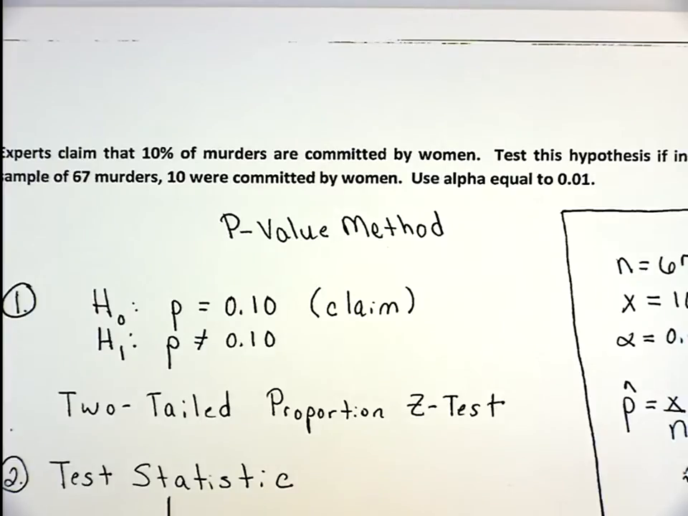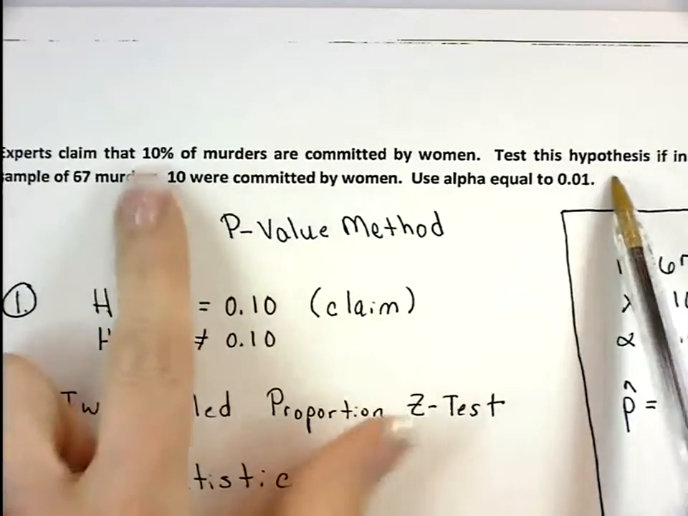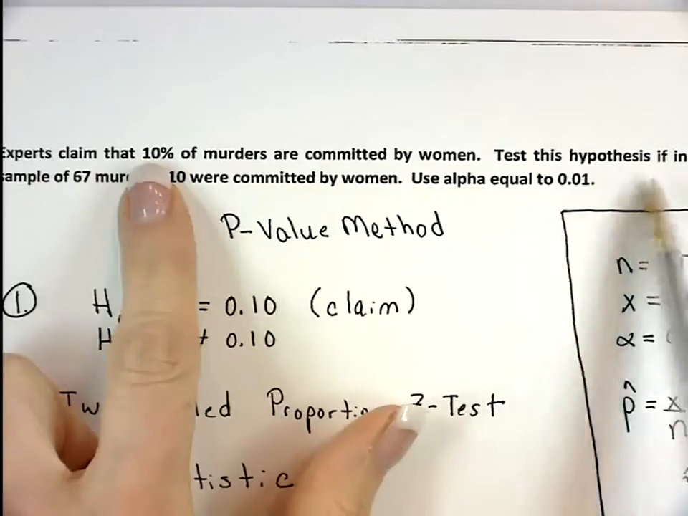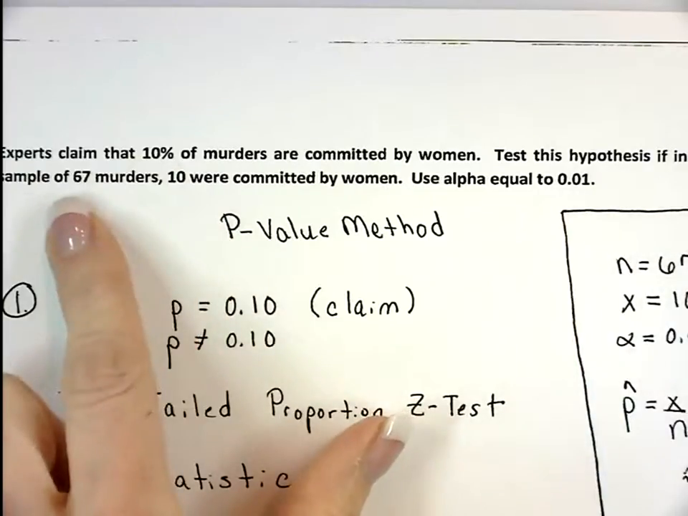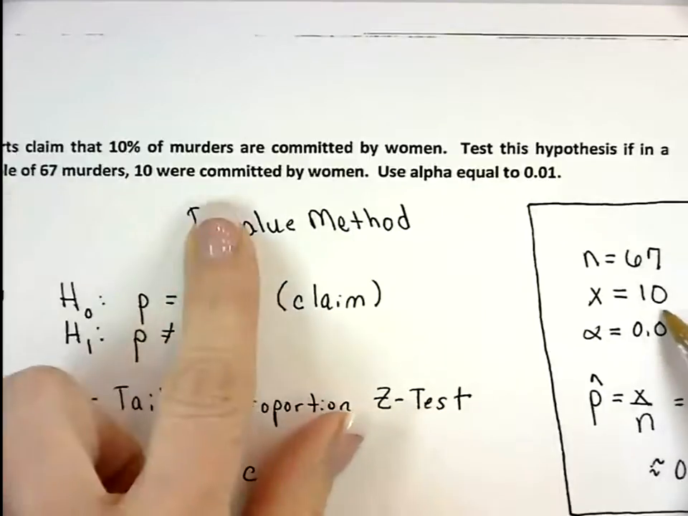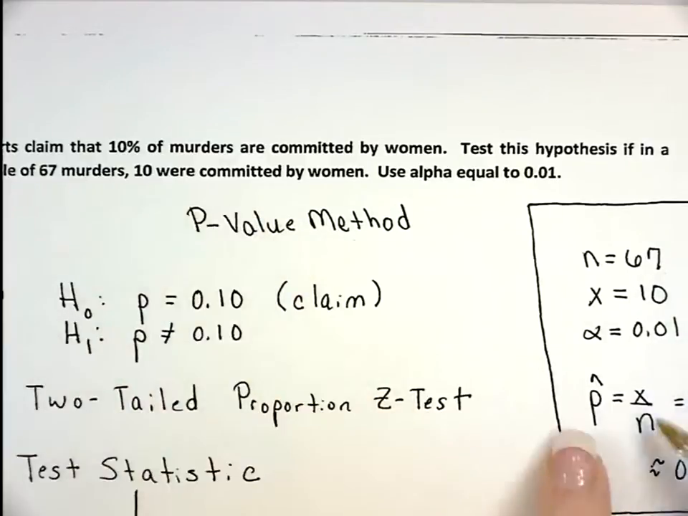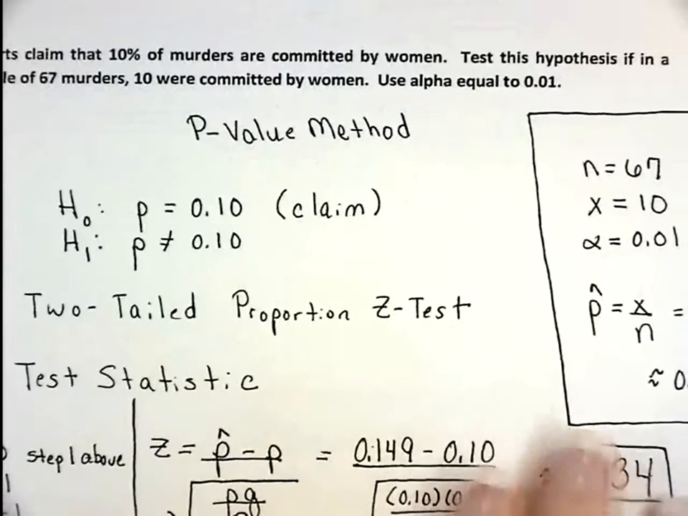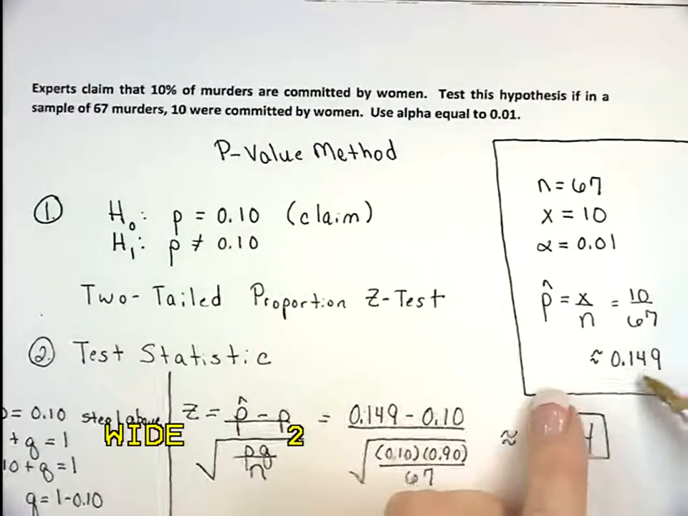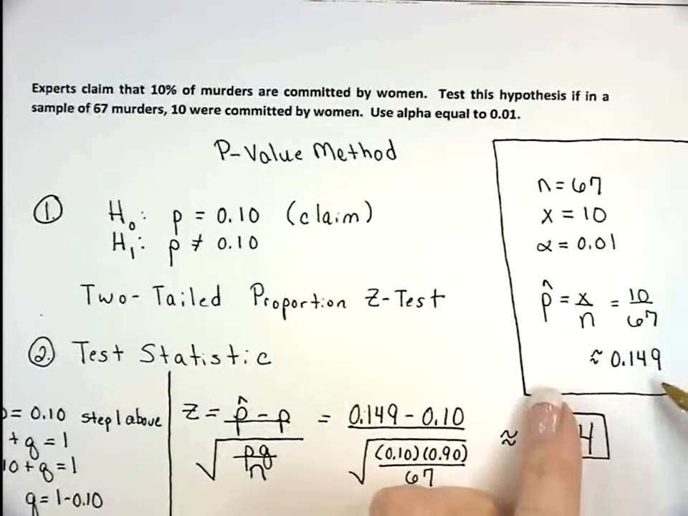The given information is that experts claim that 10% of murders are committed by women. Test this hypothesis that it's exactly 10%, if in a sample of 67 murders, 10 were committed by women, and alpha is 1%. So p hat is 10 out of 67, and if p hat is not nice, just like in chapter 7, you round to 3 places accurately, and so that's 0.149 p hat.